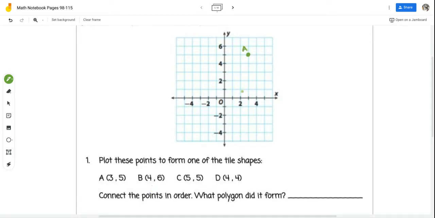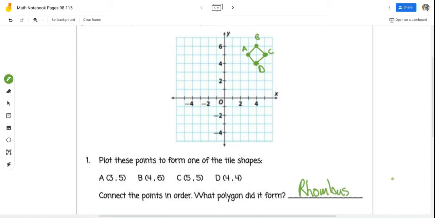All right, point B is 4, 6, so 4 on the x-axis, up to 6 on the y. There's point B. C is 5, 5, so 5 on the x-axis, 5 on the y. There's point C. And then point D, 4 on the x-axis, 4 on the y-axis. Here's point D. Now, if I start at A and connect A and B together, then B and C together, then C and D together, and then finally D back to A, you can see that I have a rhombus shape here.